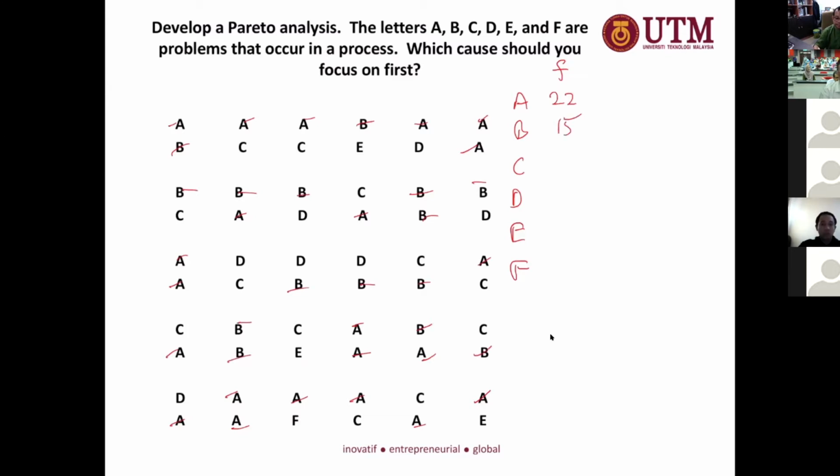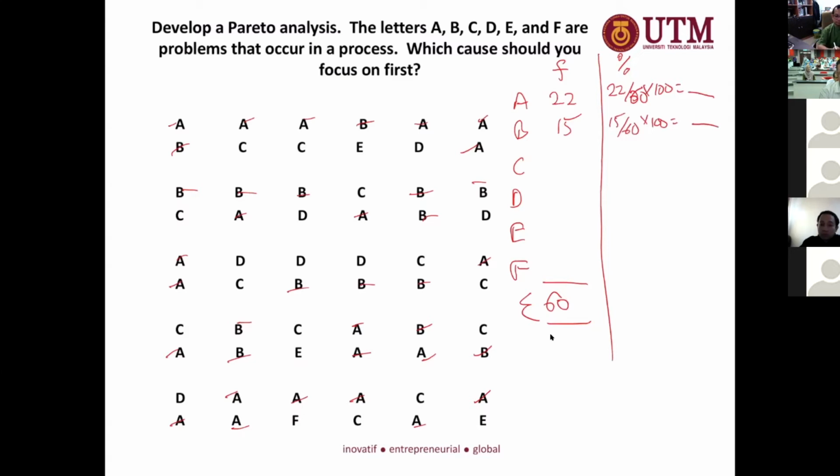Then we do the same until D, E, and F. We count the total of everything, and for each, we can get the percentage. Suppose the total is 60. 22 divided by 60 times 100, and 15 divided by 60 times 100. So we got the answer.